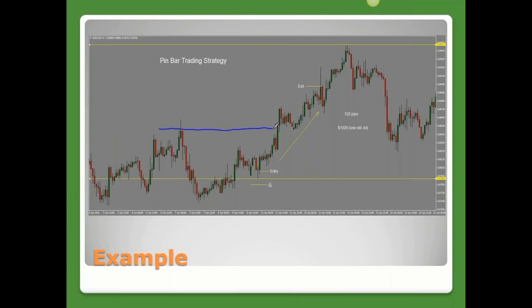So this is what I would do. I would draw my support and resistance levels like this. I like to draw these all the time.